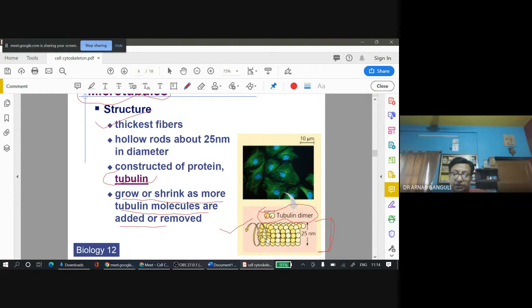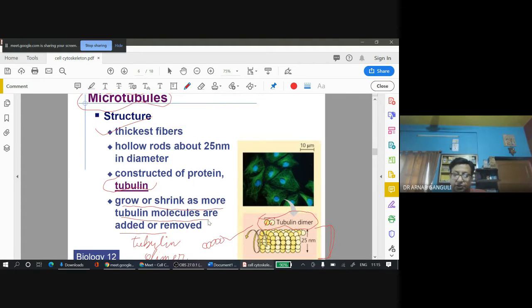So when this tubulin dimer is added, one here beside another one. So when this tubulin dimer is added, they keep on adding, and they form a microtubule.